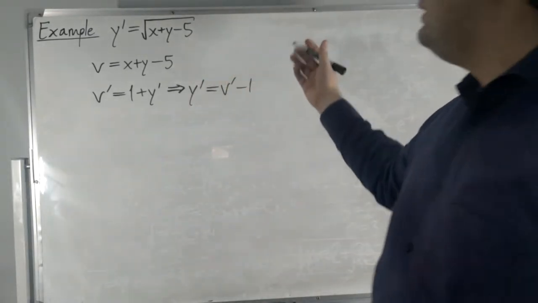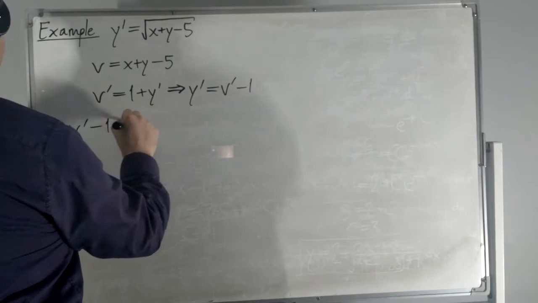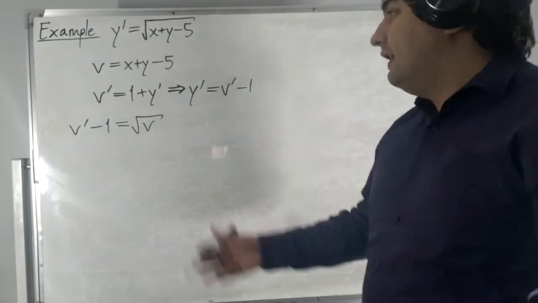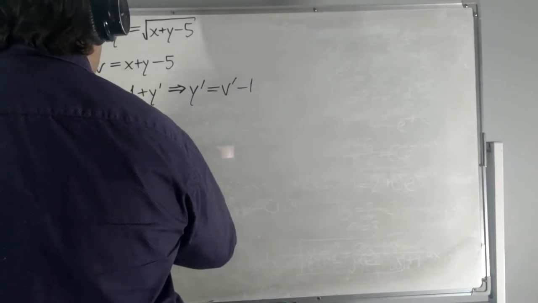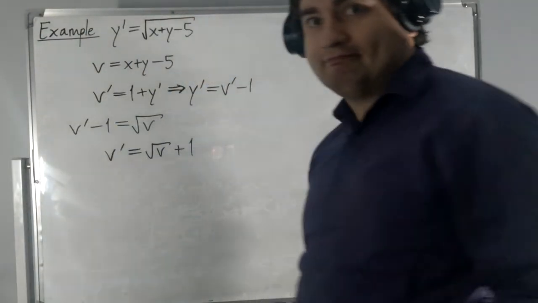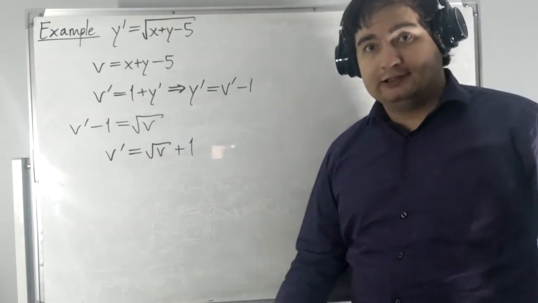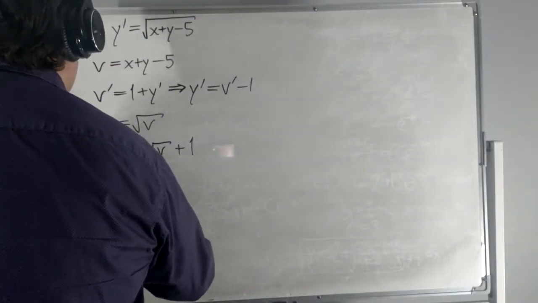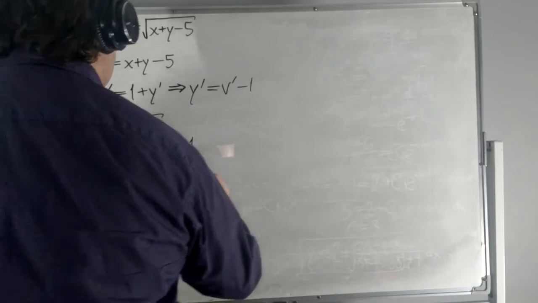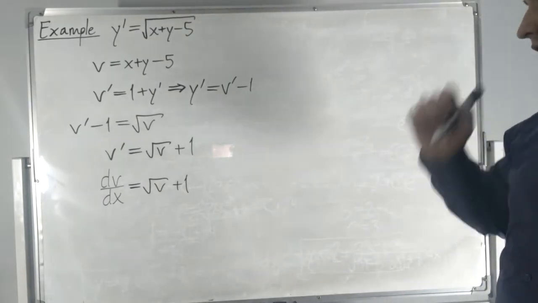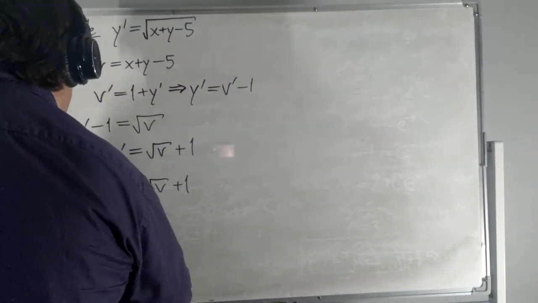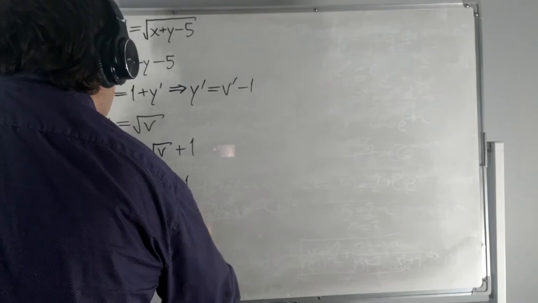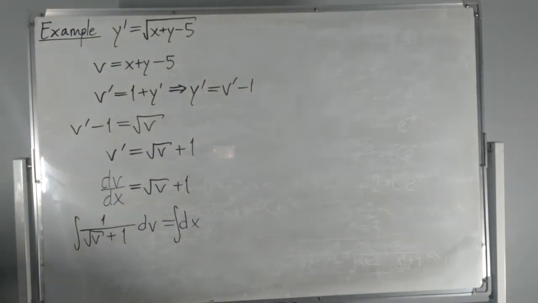Therefore, this entire ODE can be rewritten as v prime minus 1 equals the square root of v. And then that can be rewritten as v prime equals the square root of v plus 1. That's separable. We can rewrite this as dv/dx equals square root of v plus 1. Then separate variables, so we get 1 over (the square root of v plus 1) dv is equal to dx. And then these are just two indefinite integrals set equal to each other.